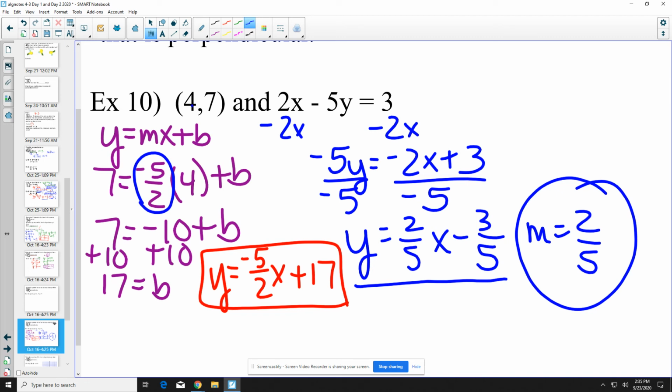Okay, my x value is 4, my y value is 7. When you solve for b, did you get 17? Your equation should be y equals -5/2 x plus 17. If you didn't get b to be 17, pause the video and look back, see what happened. If you're good, let's keep going.